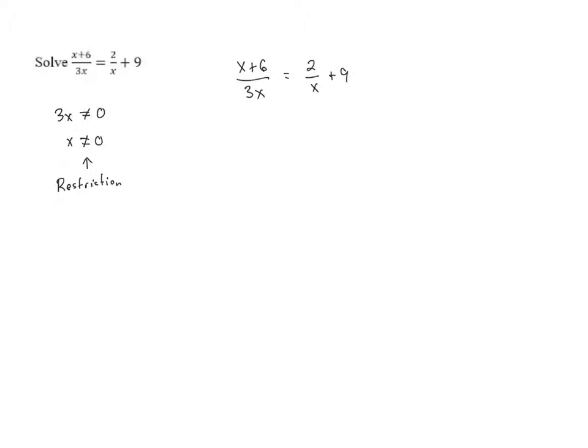We need to multiply both sides by the LCD. If we look at the denominators 3x and x, the LCD is just going to be 3x. 3x is a multiple of 3x and of x. So we need to multiply both sides of this equation by 3x. On the left-hand side, notice that the denominator is 3x, and we're multiplying it by 3x. So those 3x's are going to cancel, and we're left with just x plus 6.